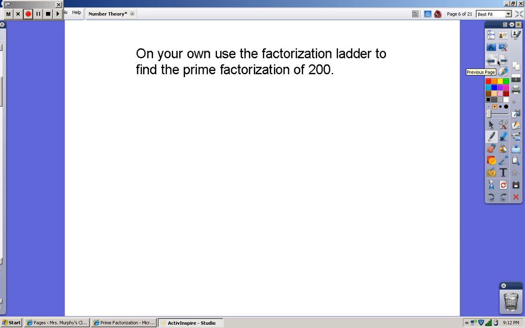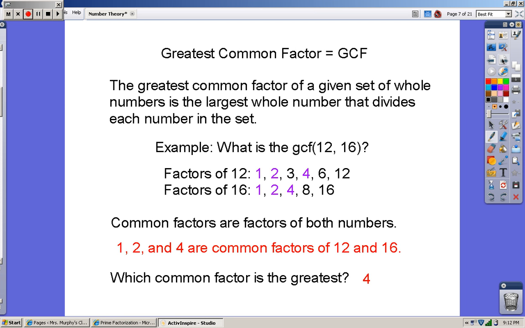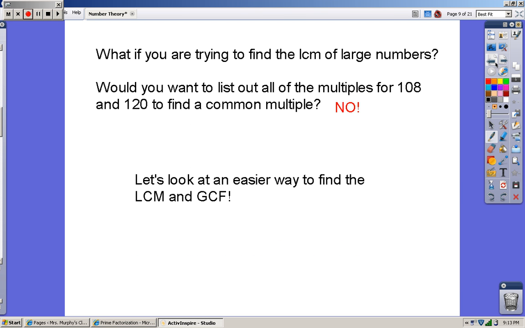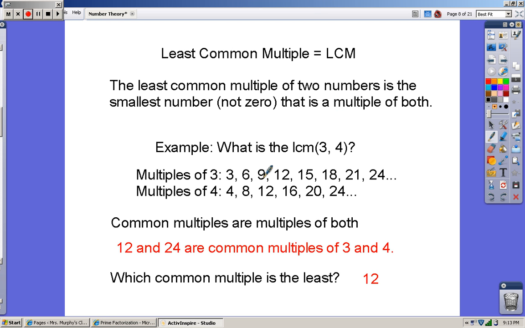So we could do that with 200. I'm not, because I want to show you this GCF idea. We learned the old way is to list out all the factors like you have here, all your factors for each one of these, and then find the greatest common one that they have. But there's another way to do this. It gets a little bit harder with the GCF and LCM if our numbers get really big.